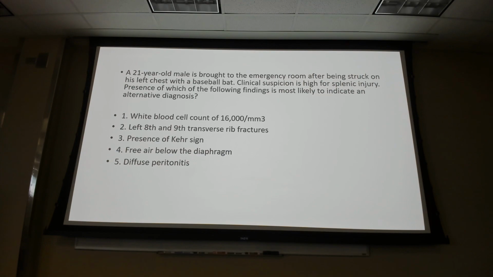All right. What do you guys think? 4? Yeah. So obviously free air below the diaphragm. Likely something else is ruptured, like you have some sort of hollow organ injury and you have some air that's leaked out. So that's going to make you less suspicious for this.